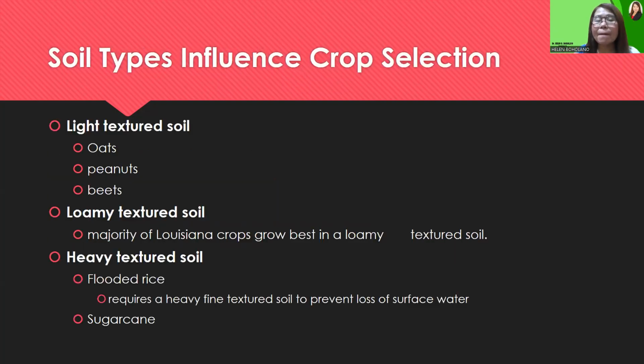Soil types influence crop selection. Light textured soil can grow oats, peanuts, or beets. Loamy textured soil is where the majority of Louisiana crops grow best. Heavy textured soils are for flooded rice and sugar cane, like in Negros, like here, wherein rice may grow very well.